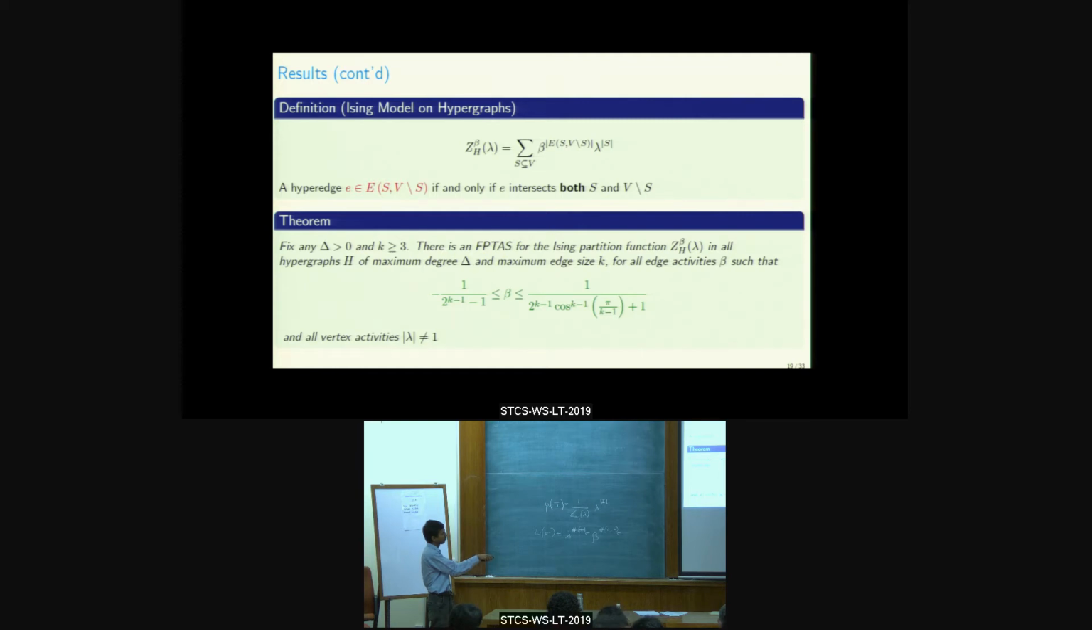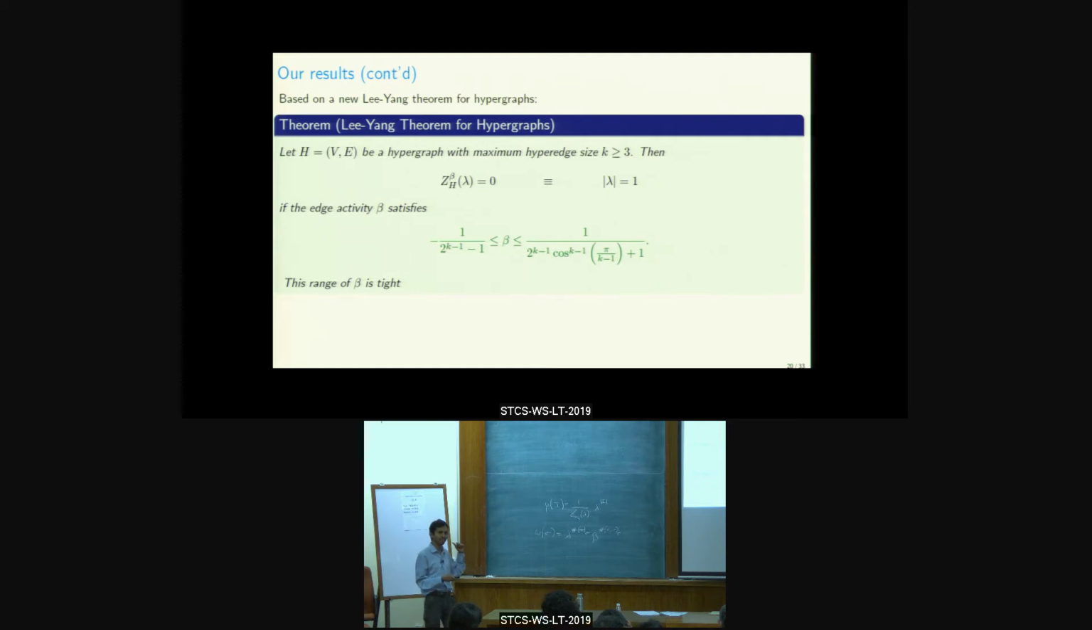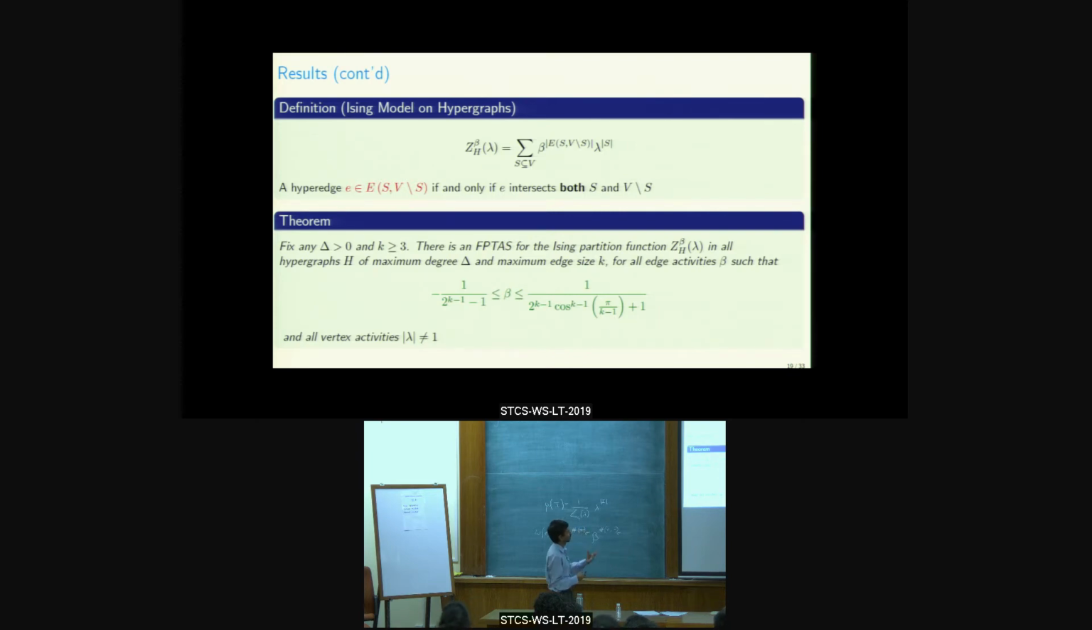It now depends upon what the order of the interaction is, and that is because in this case you don't have the nice Lee-Yang kind of result which showed that you have zeros lying on the unit circle everywhere in the whole parameter space. Here you do get that Lee-Yang type result, but probably it only works for some smaller range of beta. If you go beyond this beta, you can construct graphs where the zeros do not lie on the unit circle, and so this range of beta is tight. And so wherever you are in this range, one can again approximate the partition function even on hypergraphs with fixed maximum degree and fixed maximum edge size k.